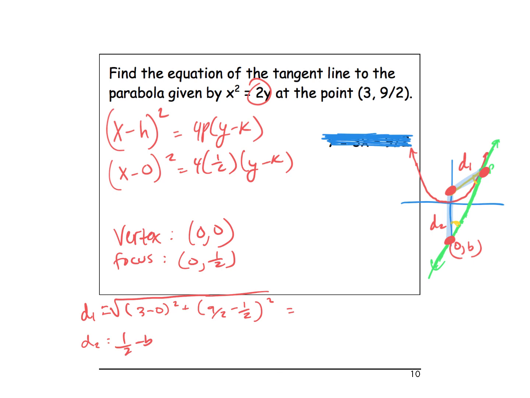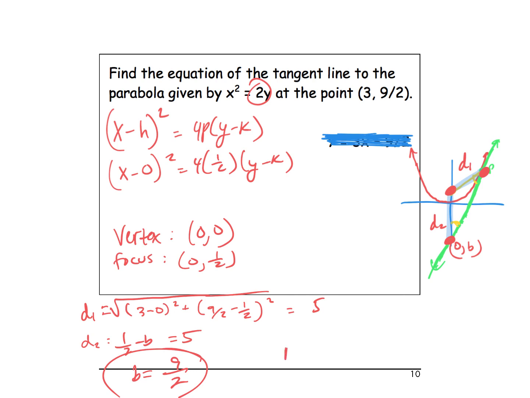So D1 happens to be a nice round, easy number. 9 plus (9/2 minus 1/2) squared, that's 8/2 or 4. 4 squared is 16, so 9 plus 16, 25. Square root of 25, we get 5. So 1/2 minus B is also 5. They're the same thing. So B is equal to negative 9/2. So that's the B, which goes directly into y equals mx plus b.